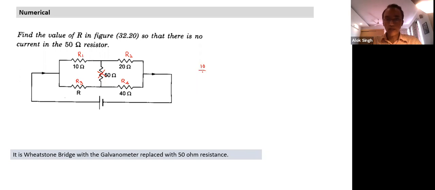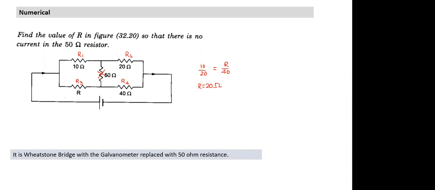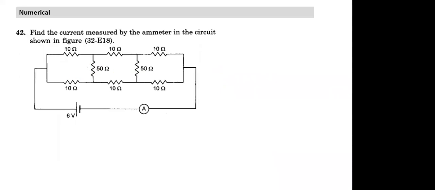So 10 by 20 has to be equal to R by 40. Is it a difficult question to answer? Absolutely not. R is equal to 20 ohms. Neha, was it a difficult question? No, sir. You should have answered. Okay. So this is a balanced Wheatstone bridge and a very simple question.